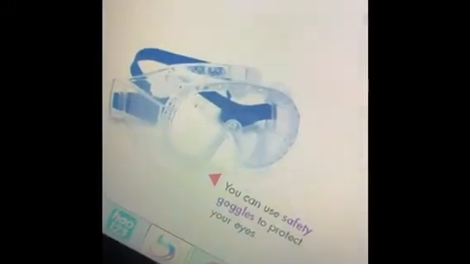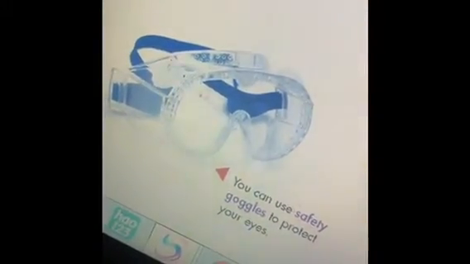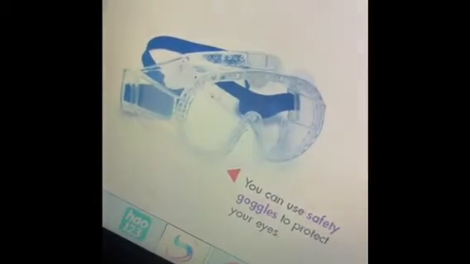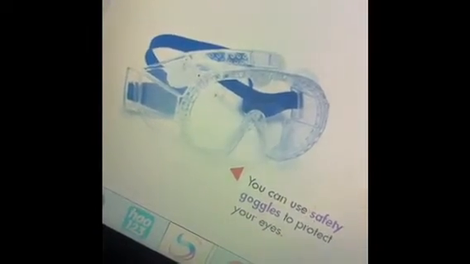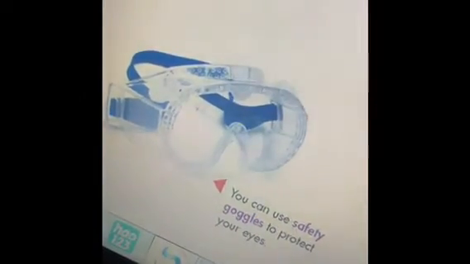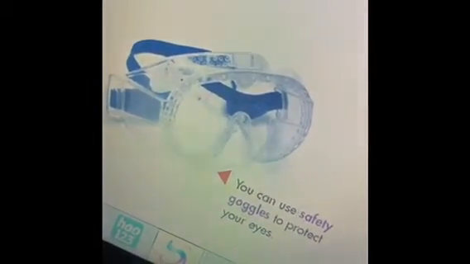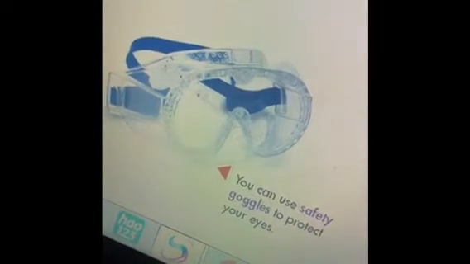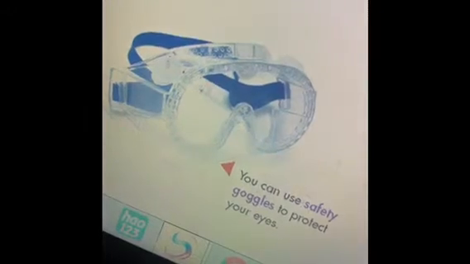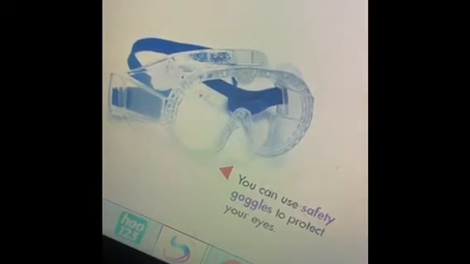Fourth tool is safety goggles. This glass is called safety goggles, and scientists use it to protect their eyes and to stay safe in the lab. We should use it when we work with harmful materials. When we work with harmful materials, we should protect our eyes by wearing safety goggles.